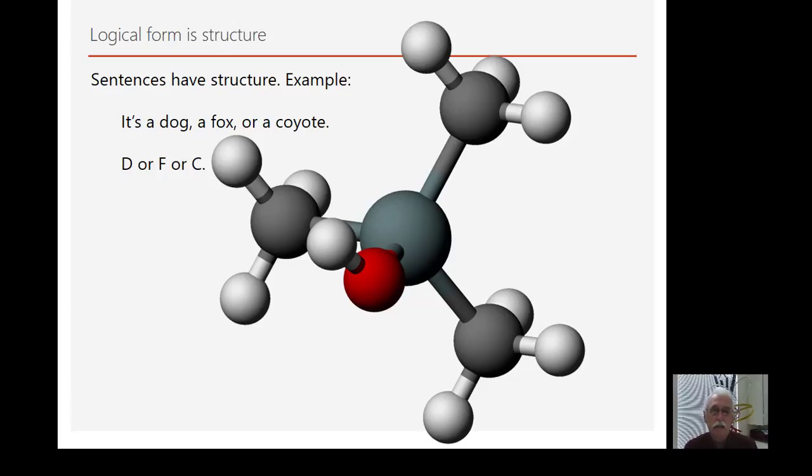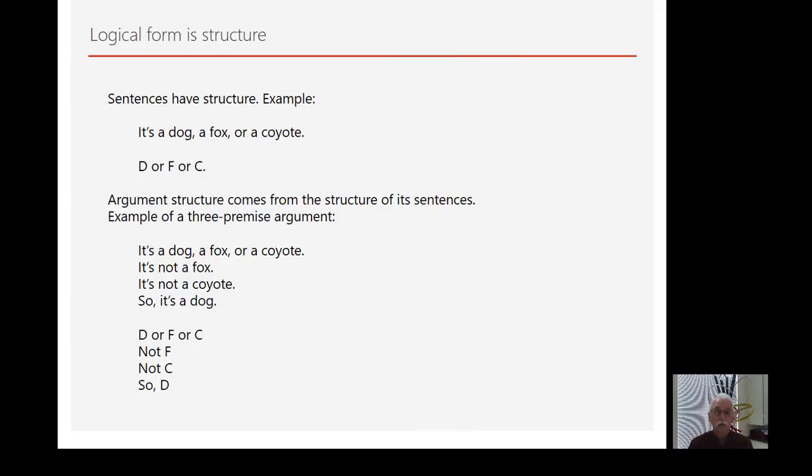But the key idea is that the field of logic explores the structural properties of reasoning. It doesn't just collect bags of good reasoning and bags of bad reasoning, right? And the structure is called logical form. So we're going to be looking at logical form.